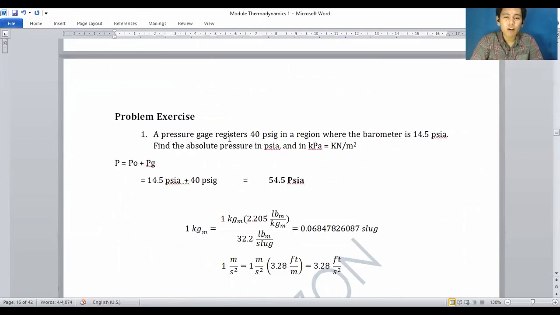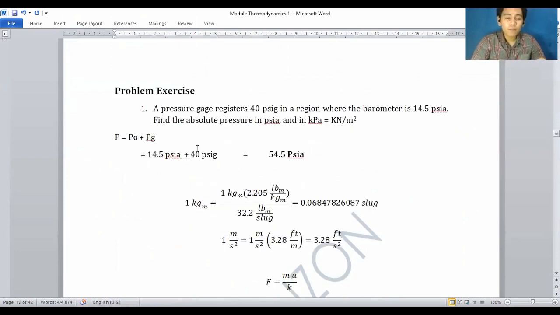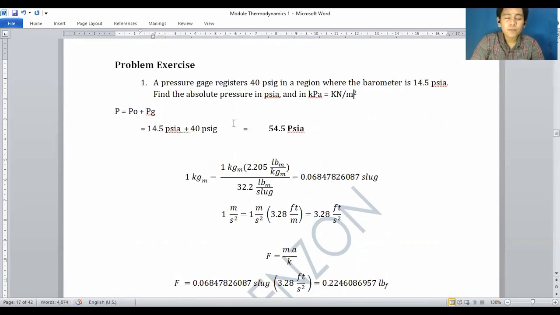Now, for better understanding of the concept, here is problem number 1. A pressure gauge registered 40 psig in a region where the barometer is 14.5 psia. Find the absolute pressure in psia and in kilopascal. By the way, kilopascal is equivalent to kilonewton per square meter, since newton is force and square meter is an area. Force over area is equal to pressure.